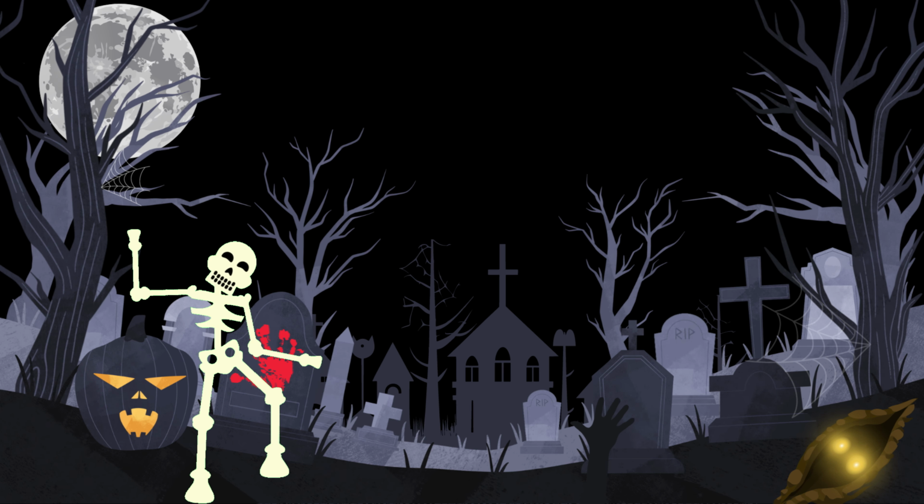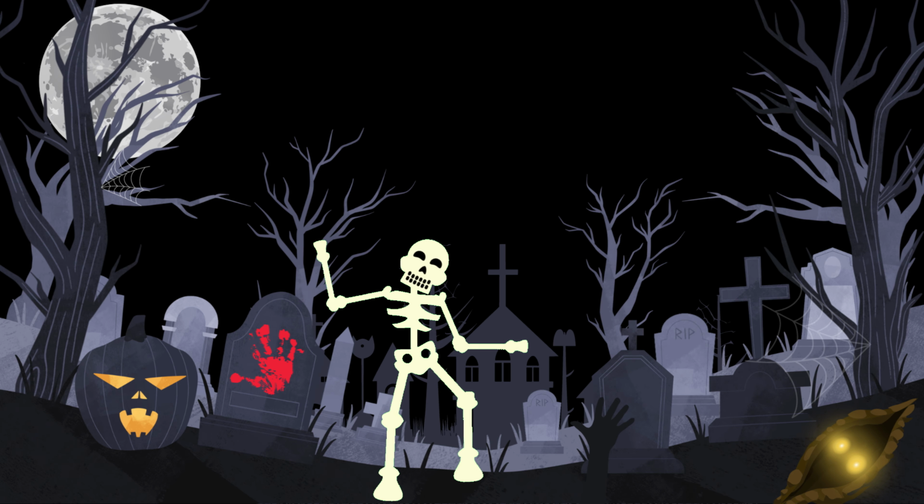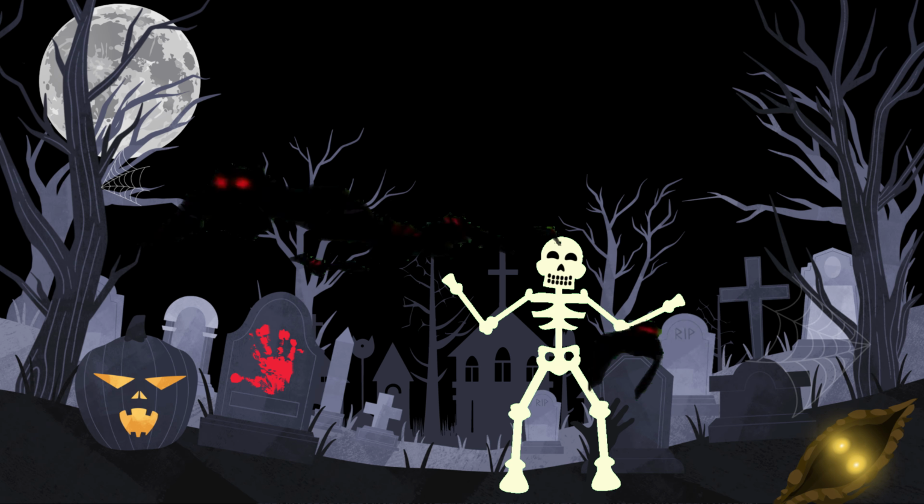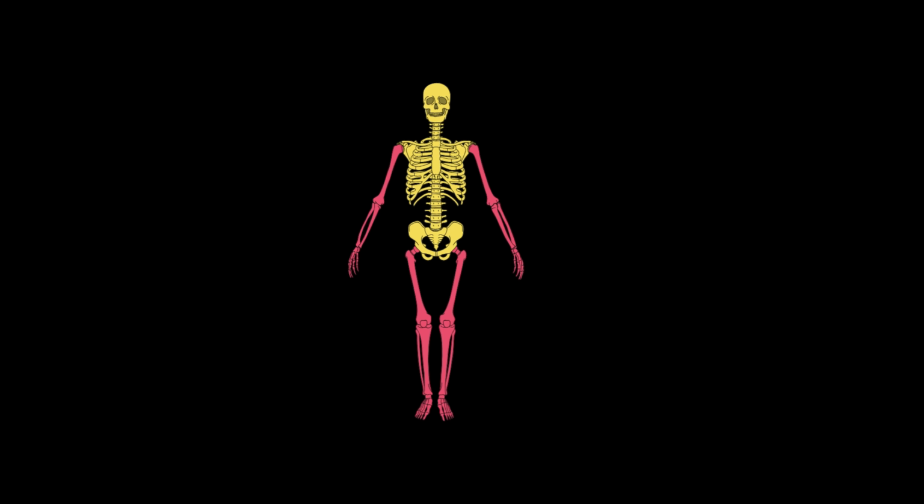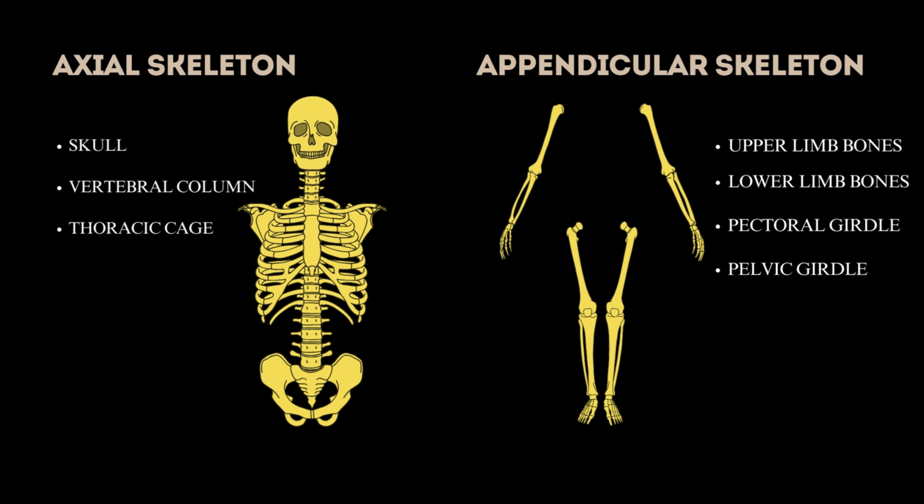Today, we're diving headfirst into the skeletal system. Get ready to be bone-chilled by how cool bones can be. This is your skeleton made up of different bones. It is divided into two: the axial skeleton and the appendicular skeleton.